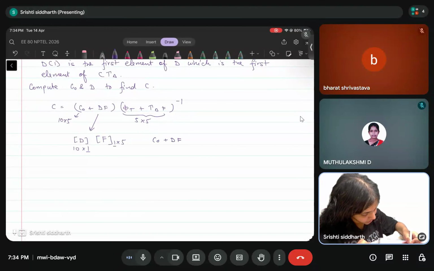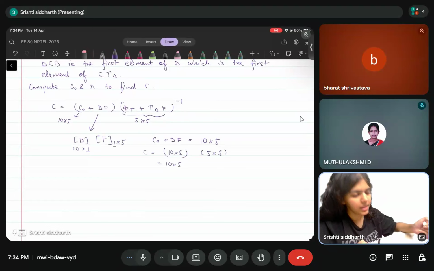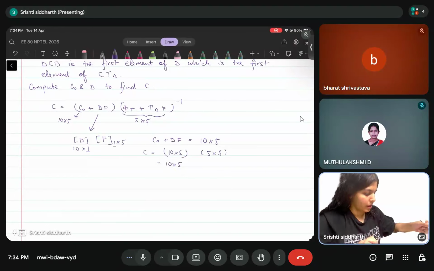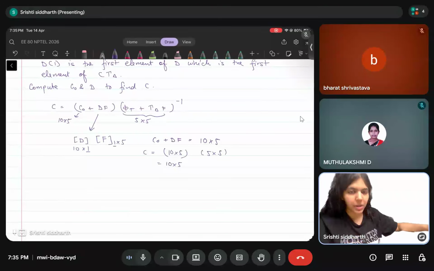D0 plus DF is going to be 10 by 5. And C is going to be a matrix of size 10 by 5 multiplied by 5 by 5. So this is of size 10 by 5. So then you can extract the first row. And I think that's also one of the assignment questions. What's the first row of the matrix C?